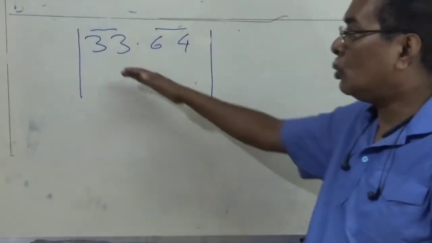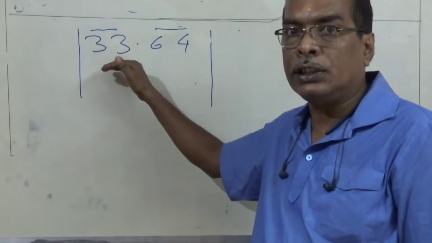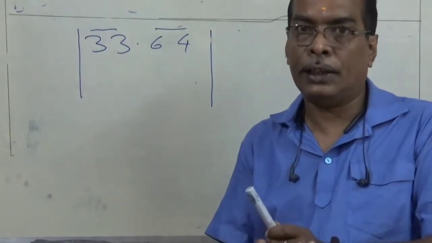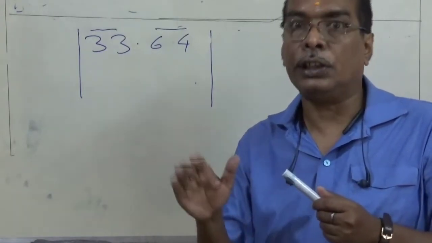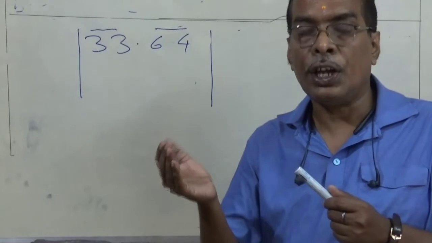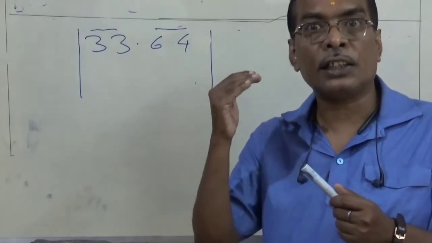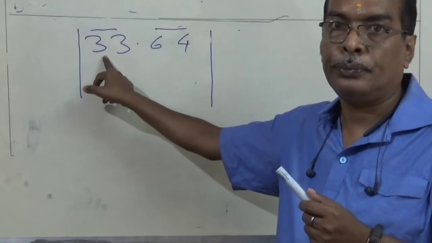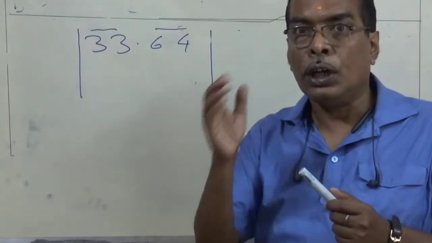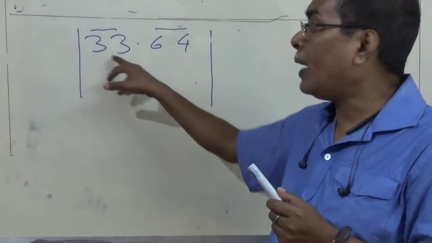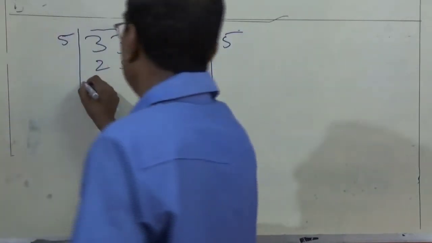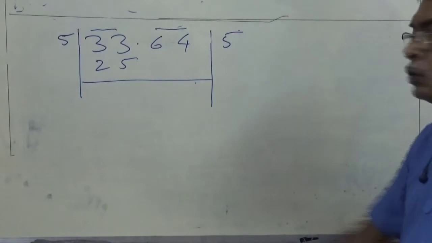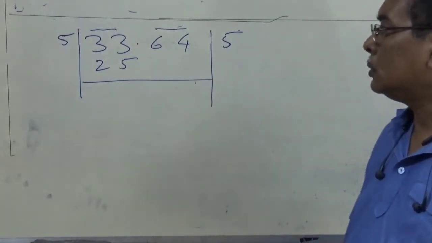So how will you proceed? First of all, this 33, pairwise you will have to divide. As I have told you earlier, 2 2s are 4, 3 3s are 9, 4 4s are 16, 5 5s are 25, 6 6s are 36. 36 is more than this 33. Then in that case you have to take 5 5s are 25. So write here 5 and write here 5, and this is 5 5s are 25. Now subtract.